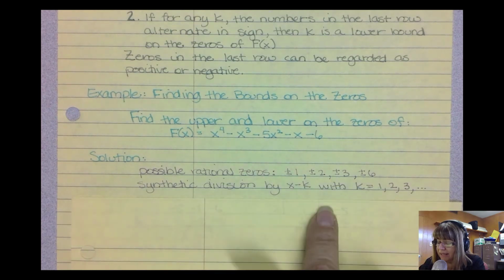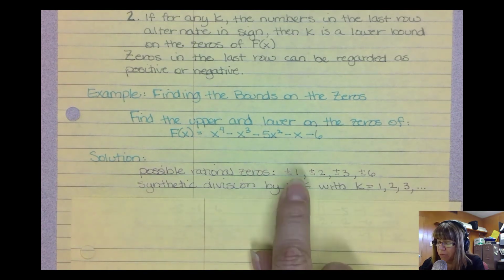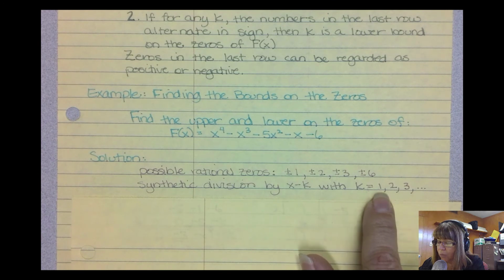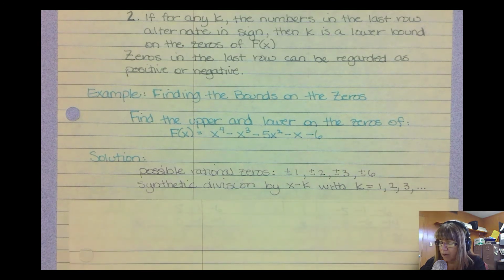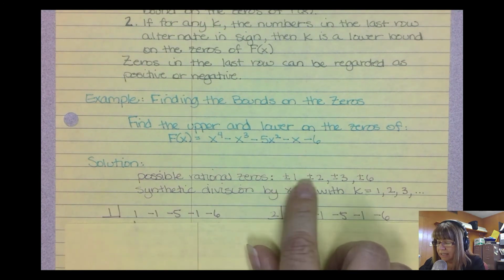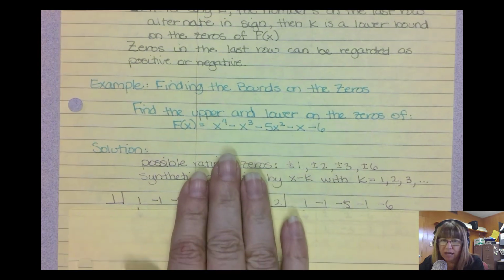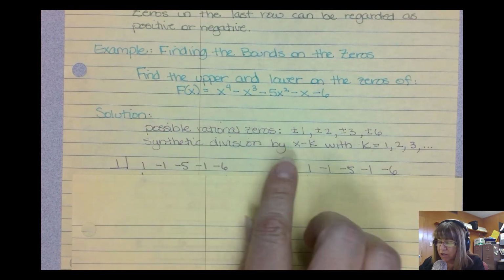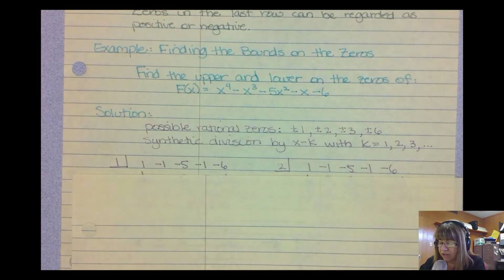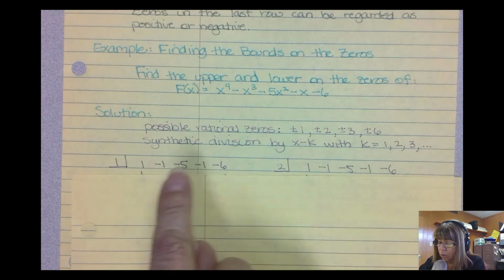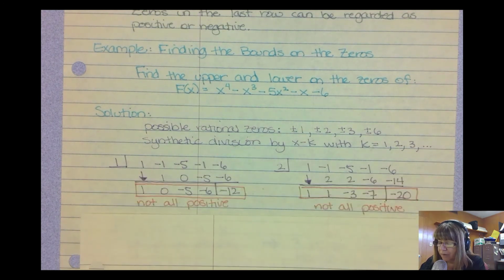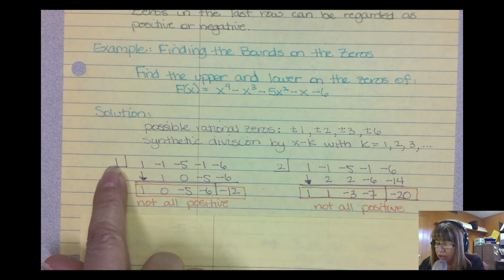By synthetic division, some value, x minus k, with k being 1, 2, 3, 4. So let's just try some of these possible rational zeros. I'm going to try the positives first. I'm going to try 1, 2, 3, 6, and if I have to do more, I'll do more. So with 1 and 2, let's see. Aha. So let's try 1.